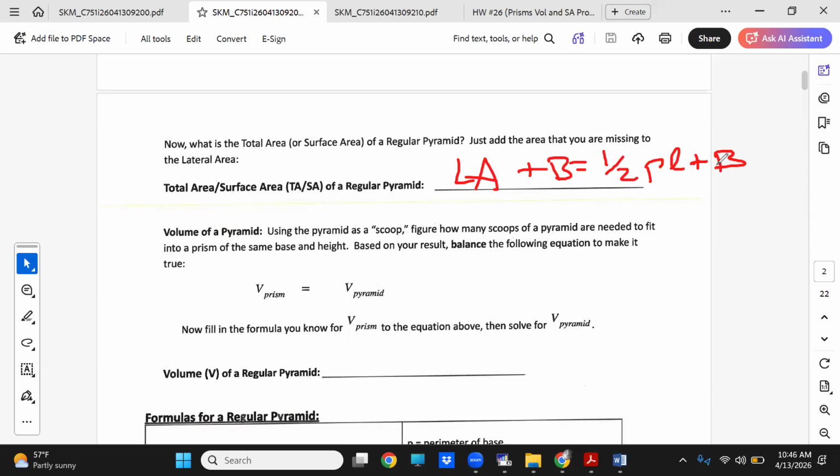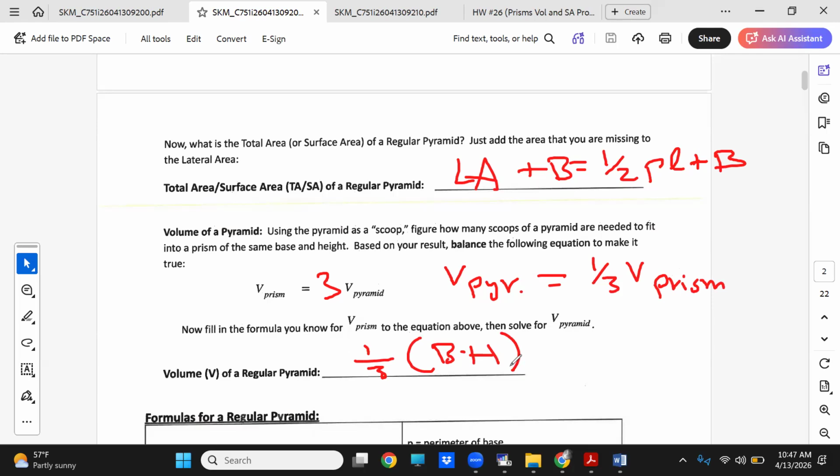So what's happening for pyramids, it's like a prism, but it's 1/3. So three times the pyramid is the prism. So essentially you could say the volume of the pyramid is 1/3 the volume of the prism. So in this case, you're going to say 1/3 times the base times the height. So you have to find the area of the base, then multiply by 1/3. So for a pyramid in summary, we'll give you these formulas, because I know it's a lot to memorize.